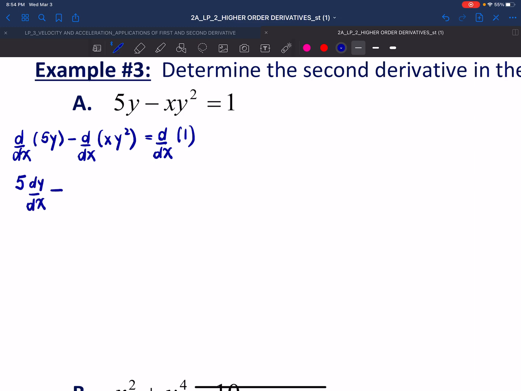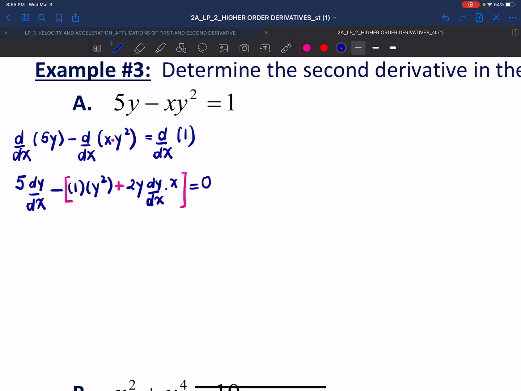And then minus, notice that here we have the product rule. So open up brackets, you will have two terms. The derivative of x is 1 times the other factor y squared. And then plus, the derivative of y squared is 2y dy dx, and then times the other factor, which is x, close brackets. That equals the derivative of 1, which is 0.